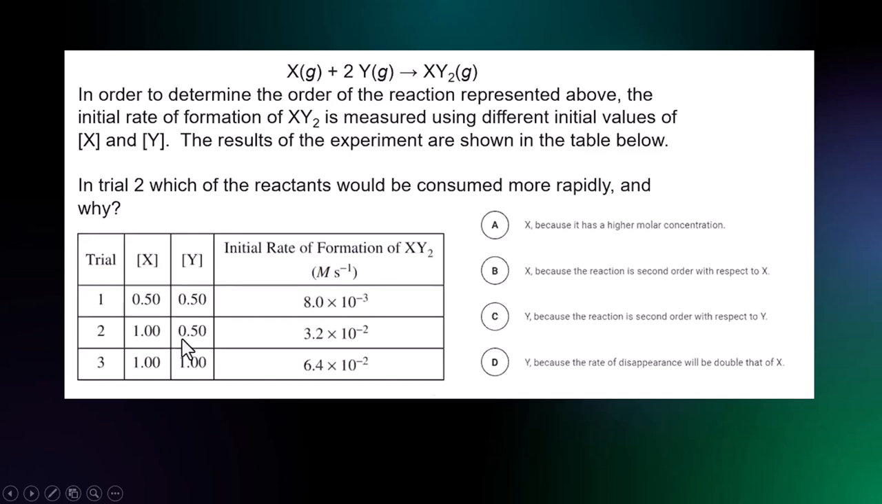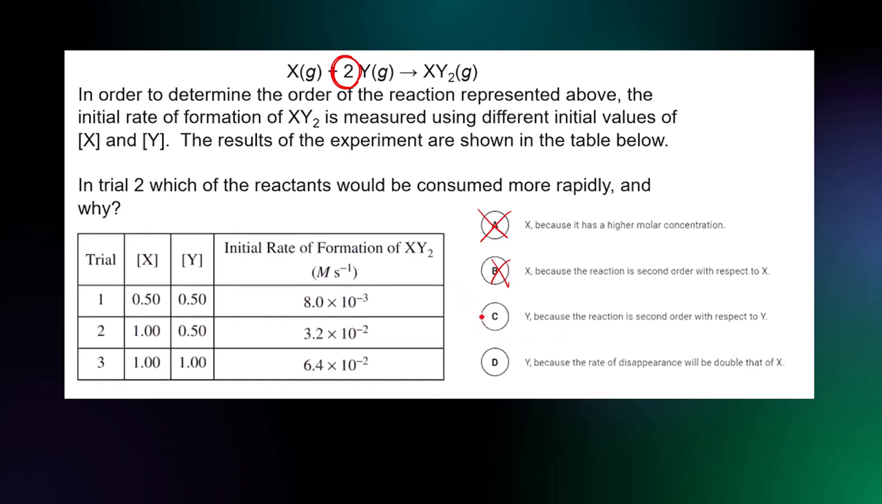But the concentrations at this point don't matter because we already know Y is going to disappear faster, at 2 times the rate. And so we can cross out answer choices A and B, because that's going to say that X is decreasing faster, and we know that not to be the case. So Y, because the reaction is second order with respect to Y, okay, that doesn't really matter at this point.